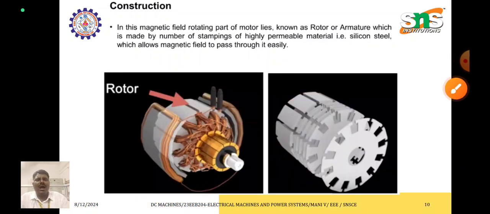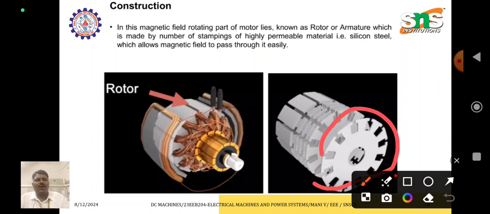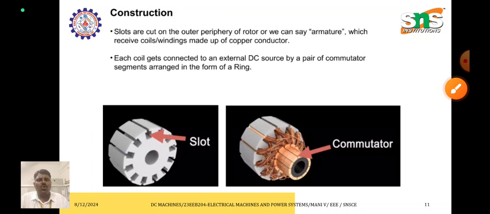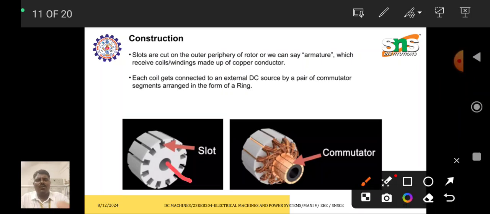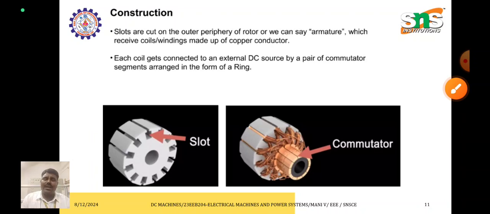And this is a rotor. This is the rotor bar, and it is cylindrical in shape. This is a rotor slot, that is, an armature slot. In this armature slot, they are providing the winding, which is the armature winding. So in this particular slot we are providing the armature winding, and it will be inserted here. On the shaft there will be a commutator. The commutator is used to convert DC to AC as well as AC to DC according to the application.